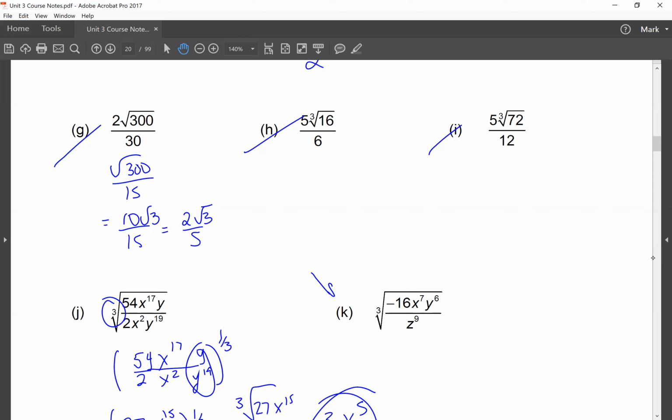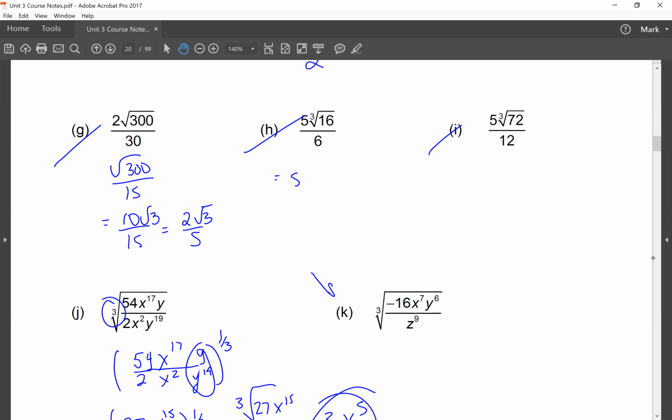So not much I can do with this one first. 5 root 3, 16 over 6. I guess I just rewrote the same thing, sorry. So what I'm going to do is simplify the cube root of 16. Again, you can put that in on your calculator. Or maybe you can, maybe not. If not, I'll show you how to do it. Give me 1 second here.